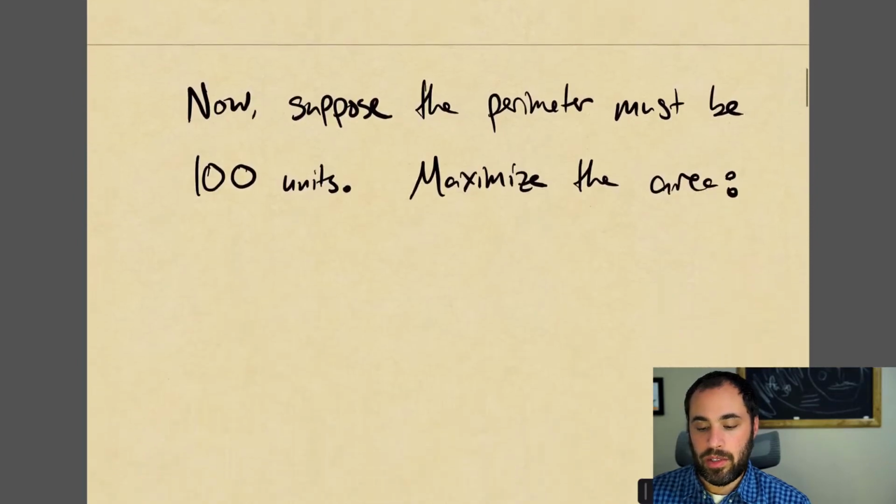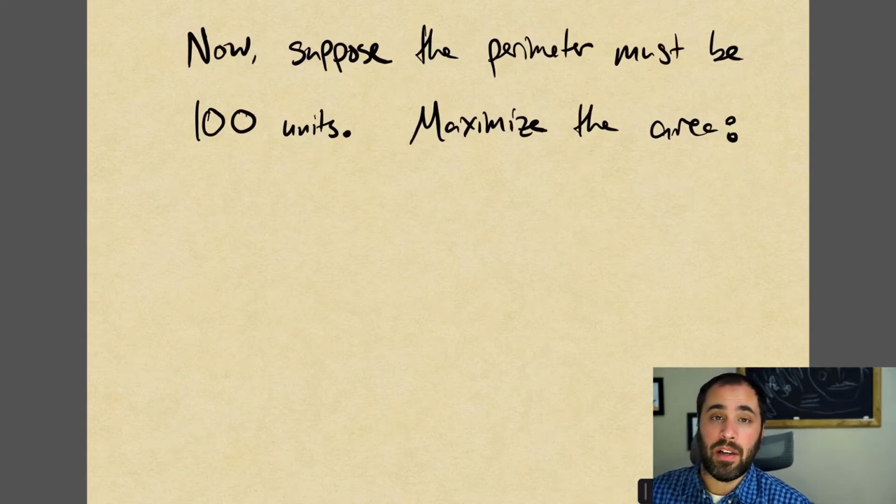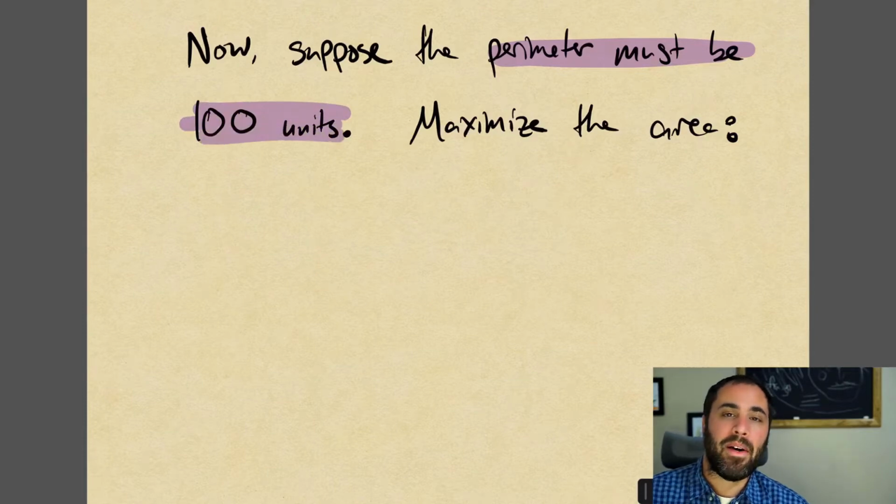Now, the question at hand here is, if we require that the perimeter of this shape is 100 units, whatever we're measuring in, how can we maximize the area? What's the biggest the area could be?